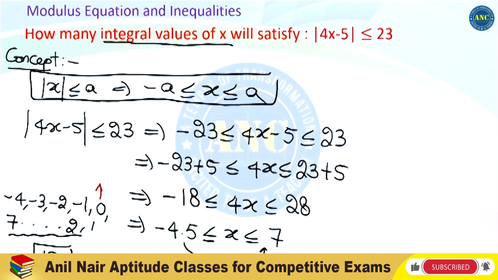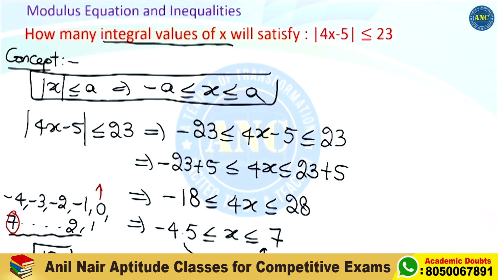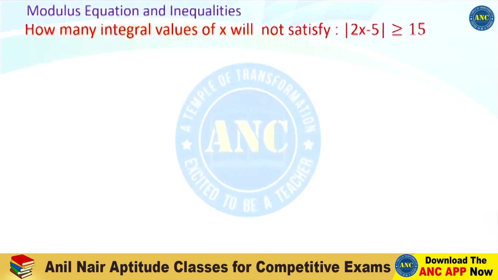I hope the idea is clear. So 4 7s are 28, minus 5, 23. 23 is equivalent to 23. Total 12 integral values. In modulus functions, finding out the number of integral values, this concept is of extreme importance to you. I hope this idea is clear.